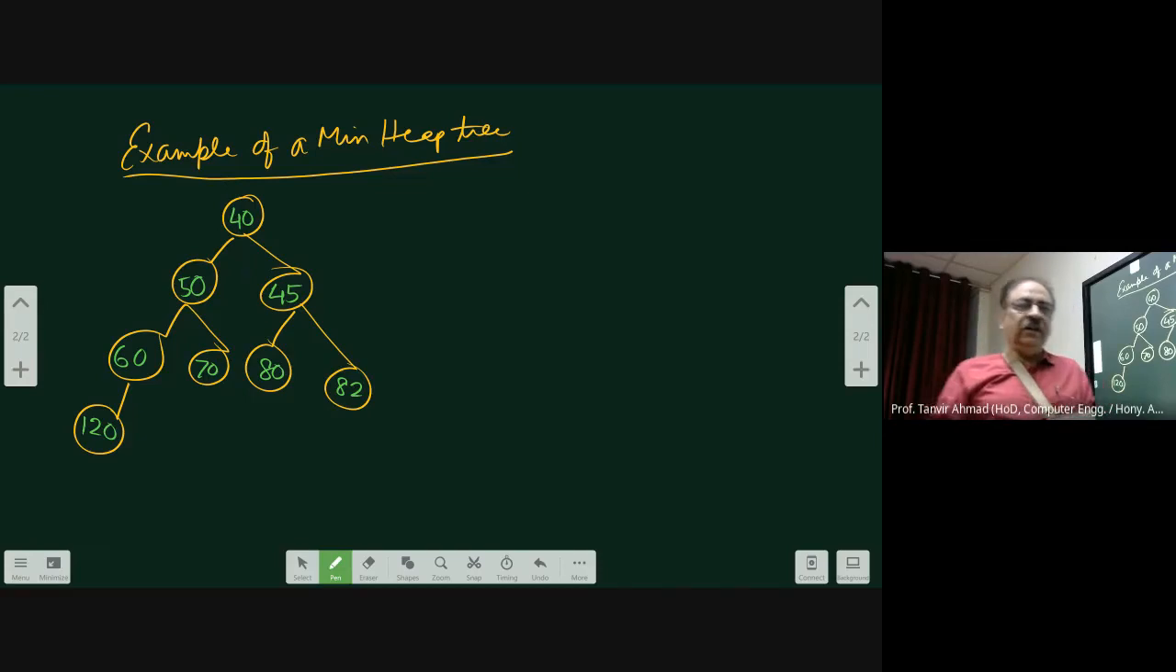Now, you find the root is the smallest of all. Since this definition is recursive, the root is smaller than all the children. Similarly, at the next level, 50 is smaller than 60, 70, and 120. Similarly, 45 is smaller than 82 and 80. Now, one thing you should be very clear about is that 60 could have been on the left also, or on the right also. Therefore, don't get confused. This could have been like this also, or maybe I could have put it like this also.